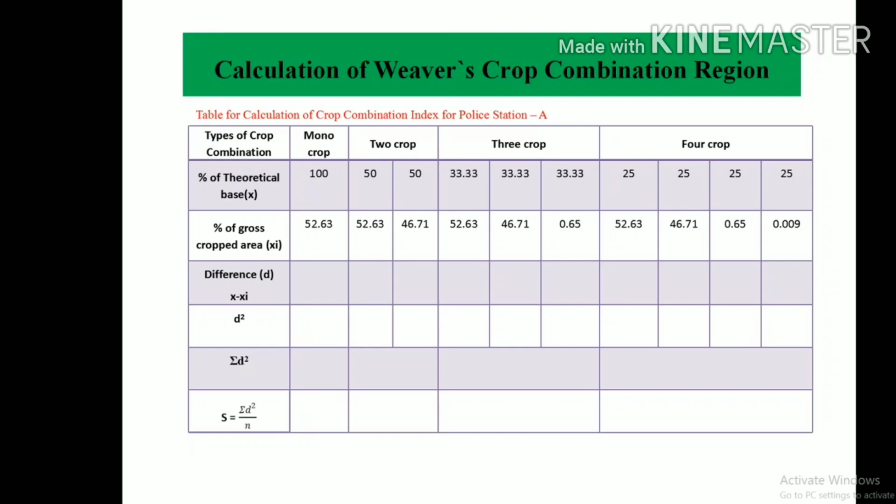In case of two crop, first put the highest percentage of gross cropped area, then the second rank. In this way, you have to put for third crops and fourth crops. In the fourth crop, you can see the percentage of gross cropped area is placed on the basis of their ranking.